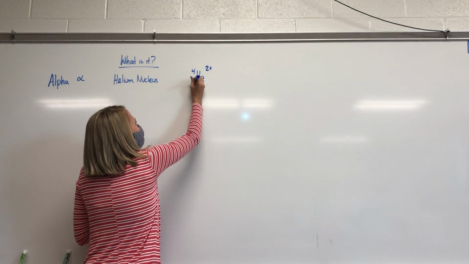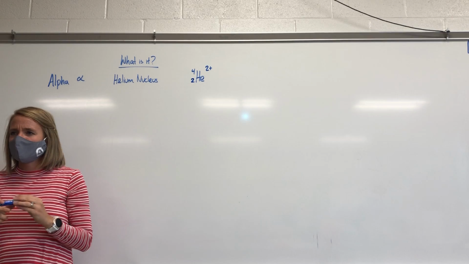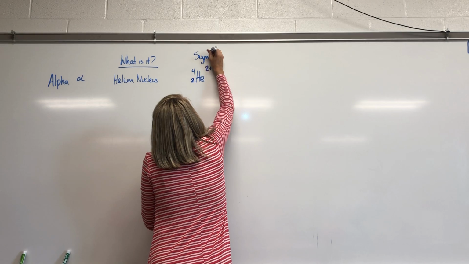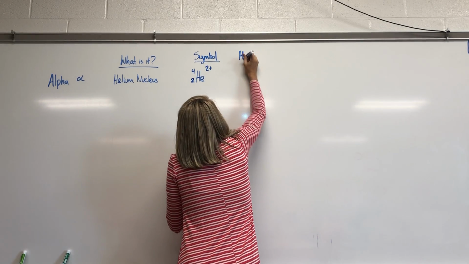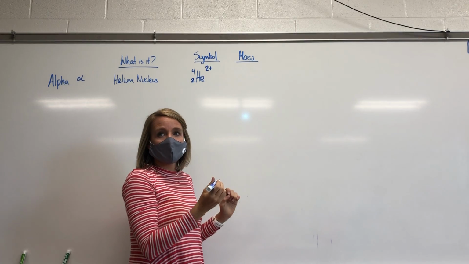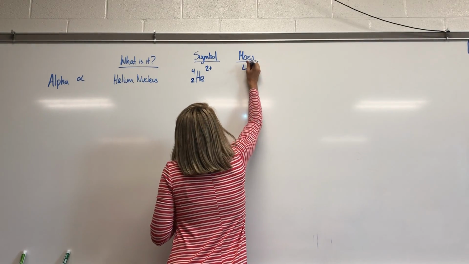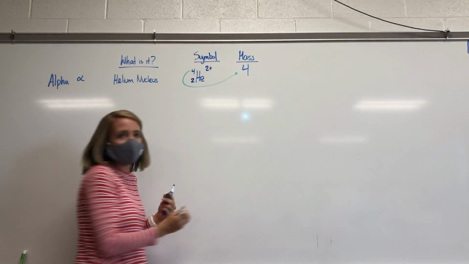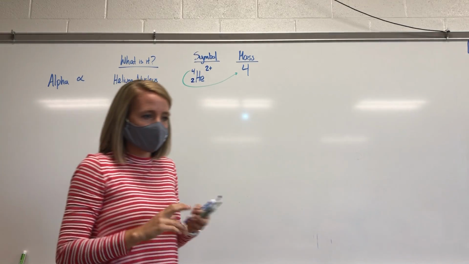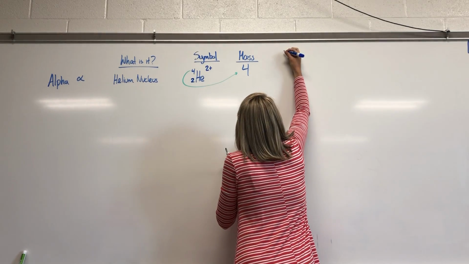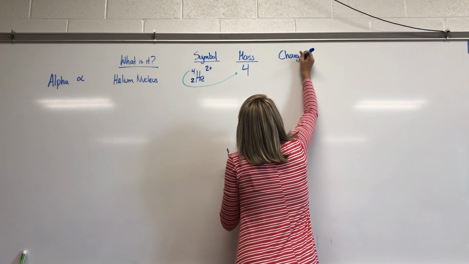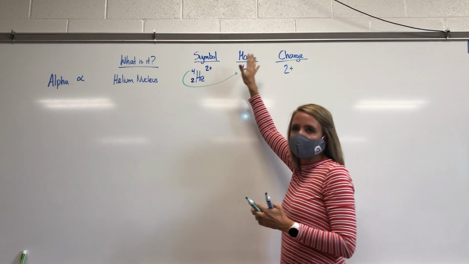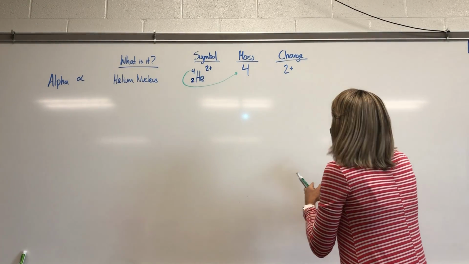Oh, the bottom number here would be 2 because that's how many protons it has. Okay? So here's our symbol. So then we already answered this. The mass of it is 4. If you want to make a note to yourself, remember that the top number on our symbols is always the mass. Okay? The charge is 2+. Once again, charge is always written on the symbol in the upper right corner. Okay?